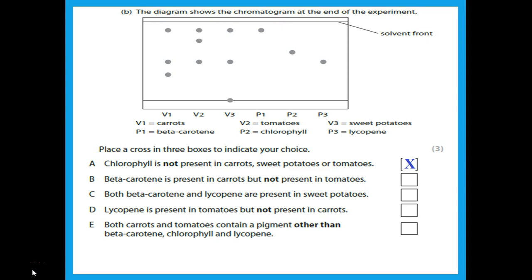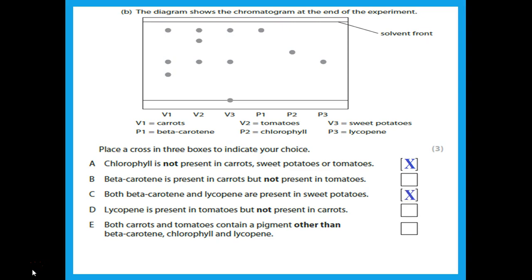Both beta-carotene and lycopene are present in sweet potatoes. Which one is sweet potatoes? Sweet potatoes is V3. So we're looking at V3. And beta-carotene is P1, while lycopene is P3. So P1 and P3 are both present in V3. That is actually correct, because P1 has a spot the same height as one in V3, and P3 has a spot the same height as V3. So this statement is correct.